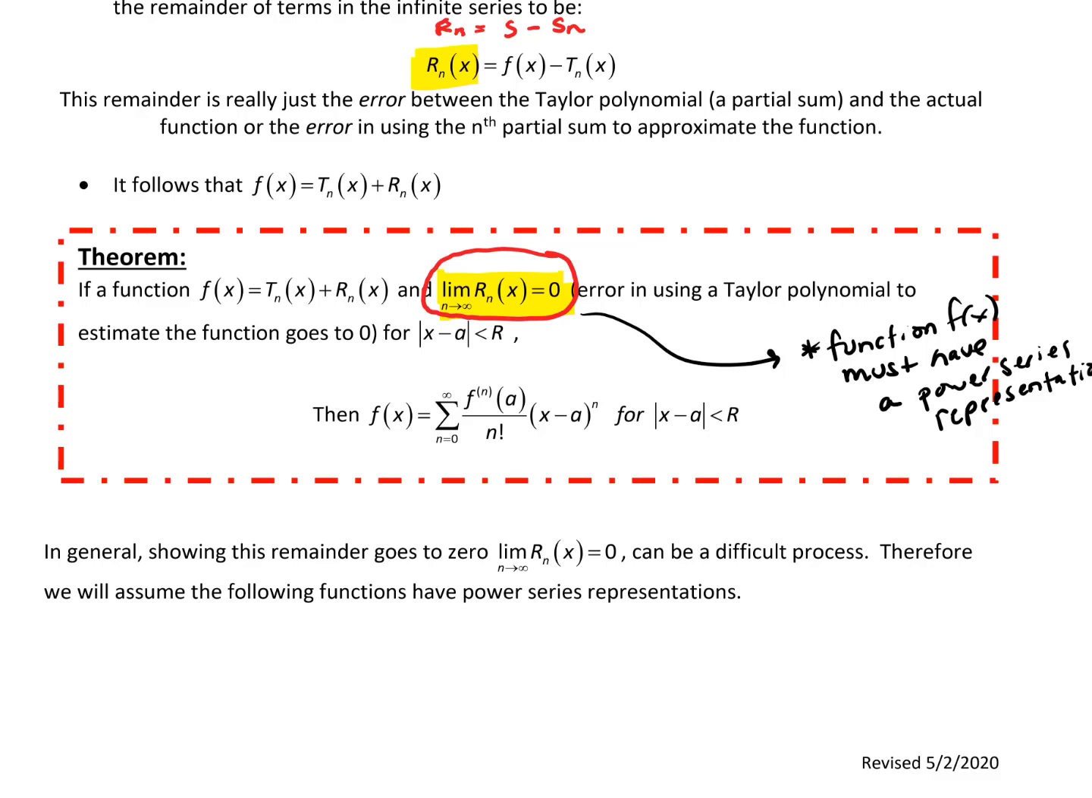I go through that theorem because I want you to understand the theory here, but in general, we are going to make an assumption. We're going to assume that the functions we're looking at have power series representations, and we're going to focus more on the mechanics of generating and utilizing those power series representations than on proving that a function has one. But this is how you prove it: you show that the remainder goes to 0. We've worked with remainders, so hopefully the general idea makes intuitive sense. If the remainder goes to 0, then of course the function must have a Taylor series representation.